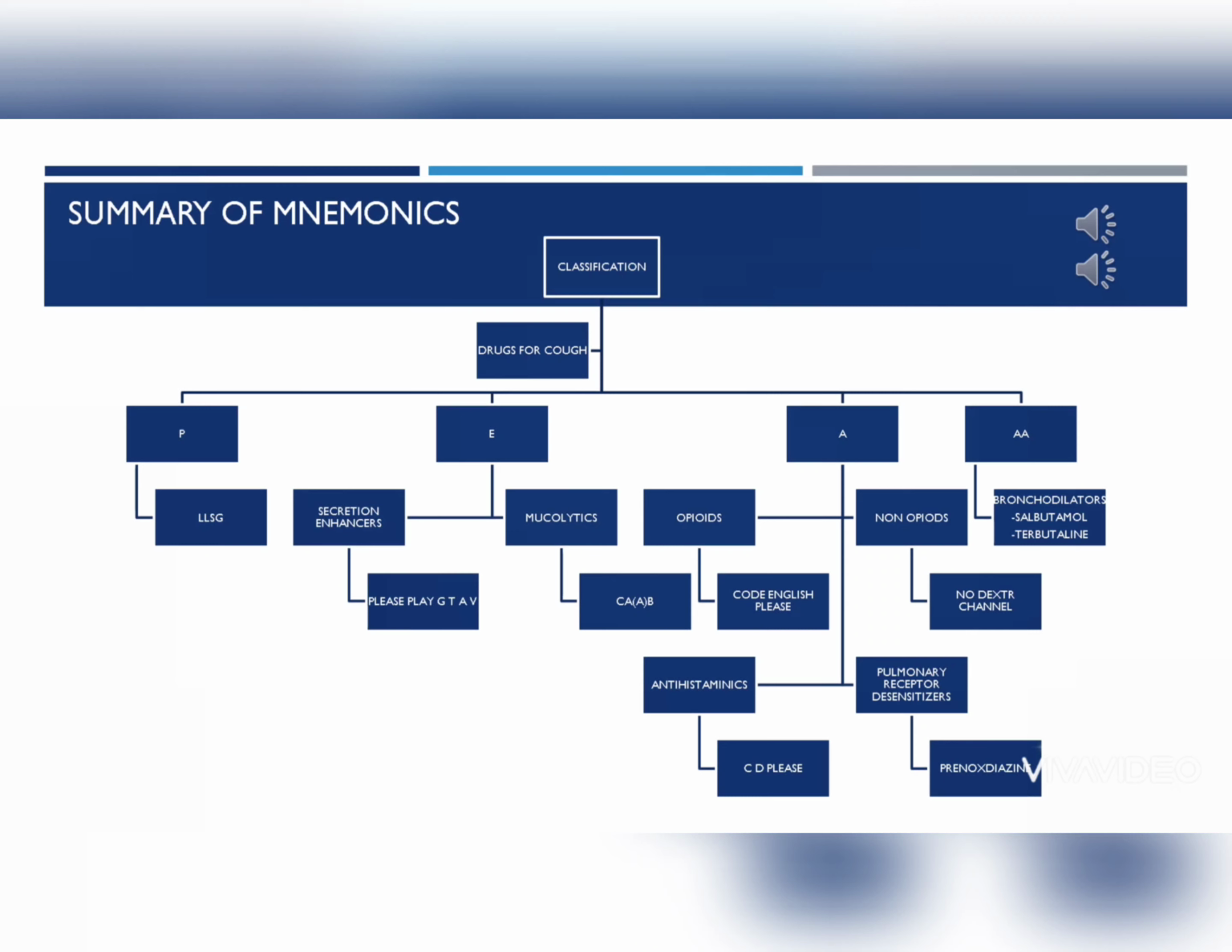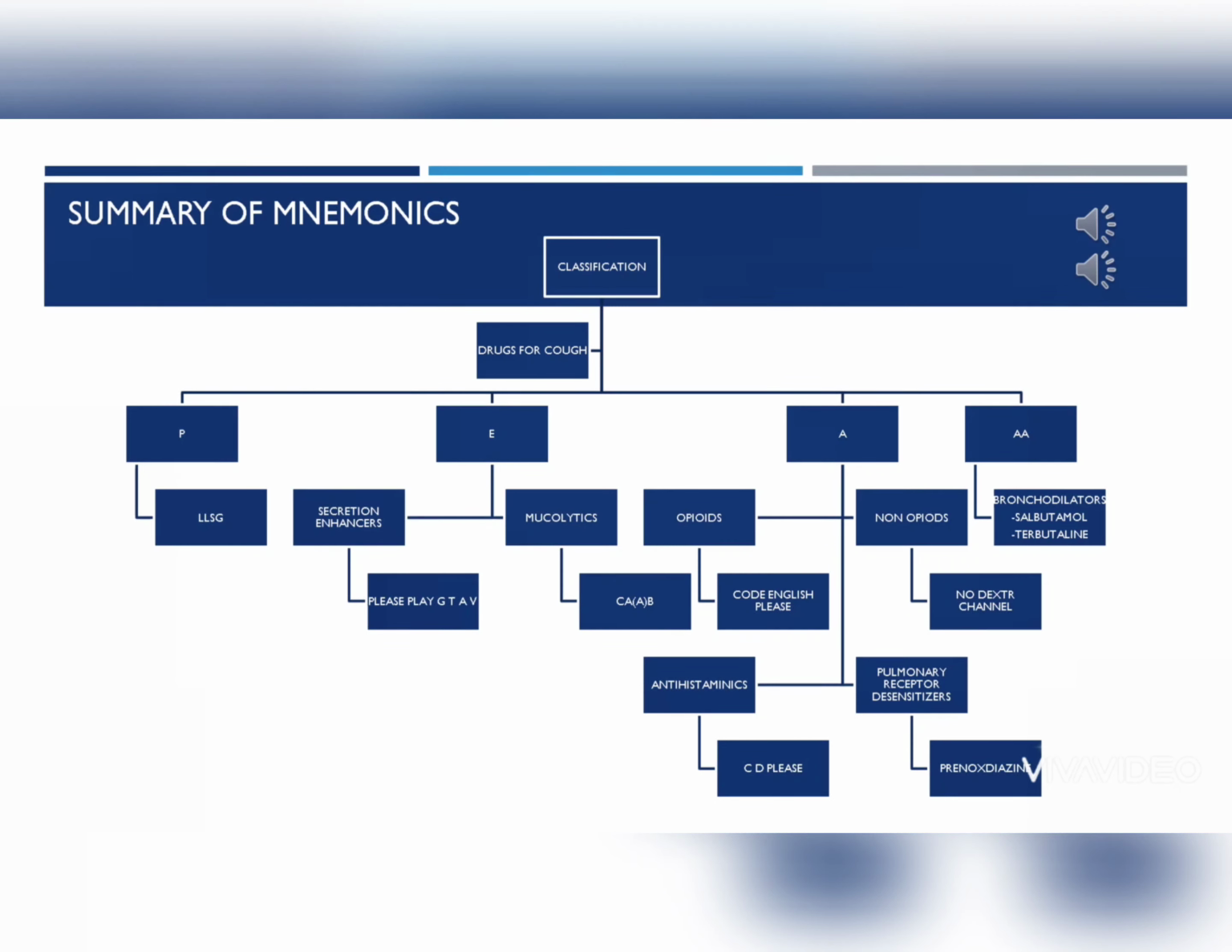Mnemonic drug for opioids will be code English please. C for codeine, E for ethylmorphine, and P for pholcodine. Non-opioid mnemonic drug will be no Dexter chanel, N for noscapine, D for dextromethorphan, and C for clofedanol.